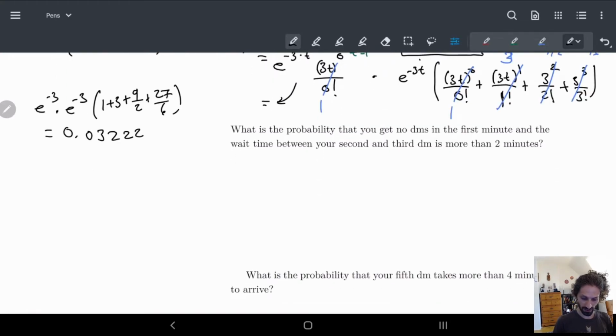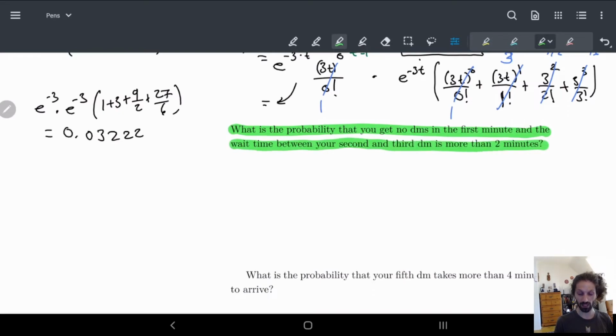Okay, so that's the next thing. Let's look at the next problem. What is the probability that you get no DMs in the first minute and the wait time between your second and third DM is more than 2 minutes? Okay, this one's a little more complicated, but we can do this.